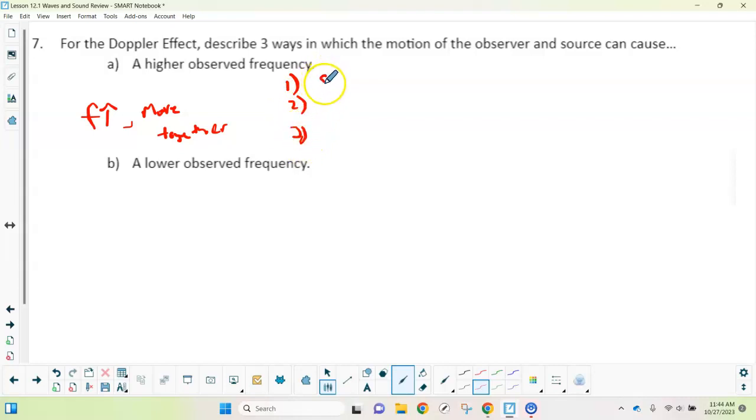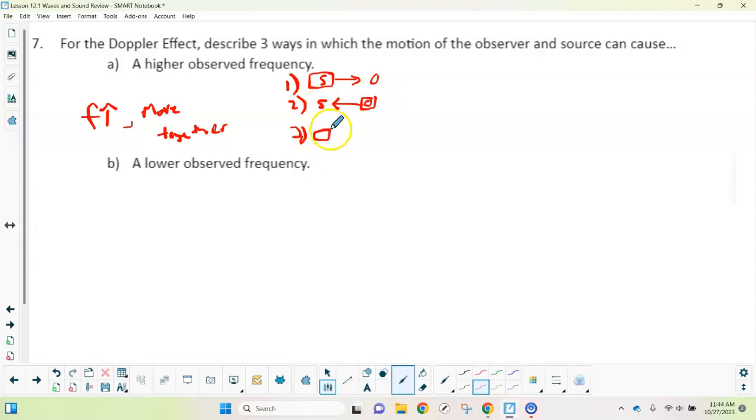you could have your source moving towards your observer. So the thing that's making the noise is moving closer to the observer, and that's going to make the frequency appear higher. So that's like the police car moving towards the person who's stationary. We could have the source being stationary and the observer moving towards the source. This observer is moving towards this source, and the frequency is going to sound higher.